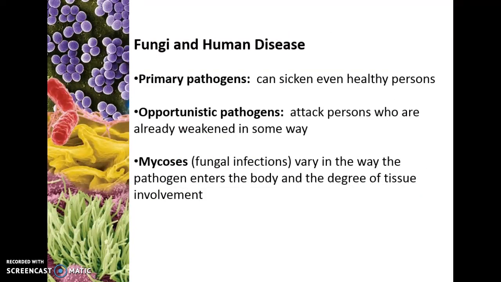All right, just a couple more slides here. With fungus and human disease, you have a couple of different terms. We'll start at the bottom. Mycoses are going to be fungal infections. All right, just simply infections caused by fungal organisms. You can have a primary pathogen. That organism can sicken any healthy person. And then you have opportunistic pathogens that make individuals who are immune compromised or weakened in some way sick if they become exposed to that. Whereas with the opportunistic pathogen, generally people who are healthy will not be at risk for those diseases.